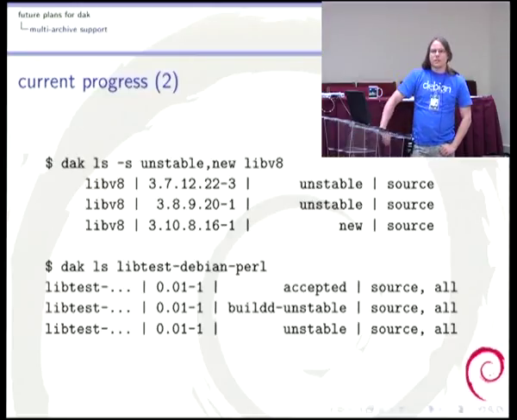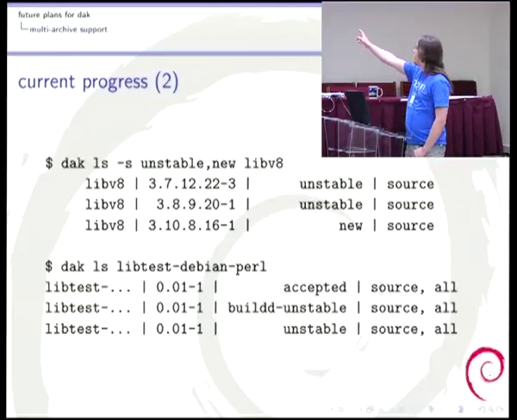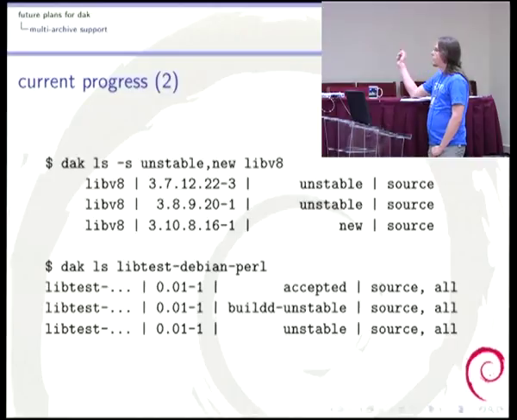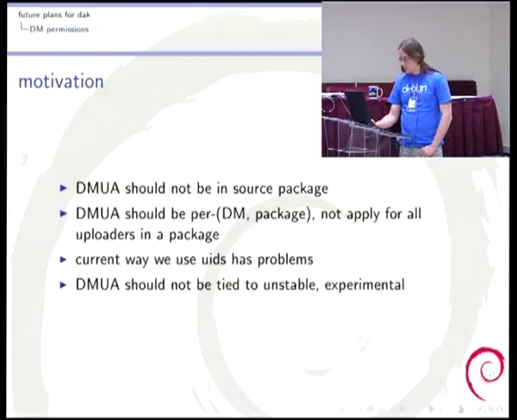This is how it now looks like. So basically, you can see that an upload to new now also appears in the output from dak ls because it's just another suite at this point. And in the second list, you can see that a new package that was just accepted from the new queue is now in unstable, in the build queue for unstable, and in what is used to generate incoming.debian.org.